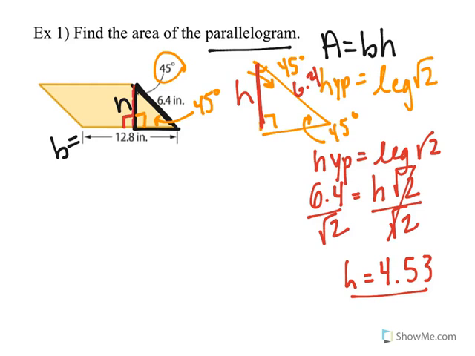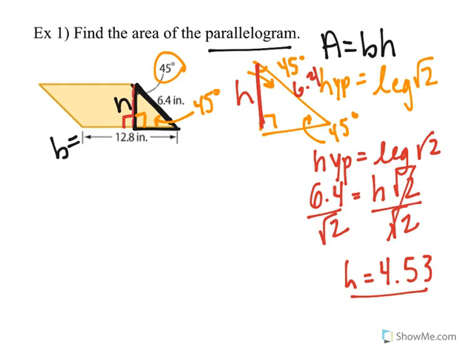If they gave me two sides, I could use Pythagorean theorem. I could even use trig here if you wanted to. You would have to use the sine or the cosine function if you want to do it that way. Or you can use your special right triangles as long as it's 45, 45, 90, or 30, 60, 90.